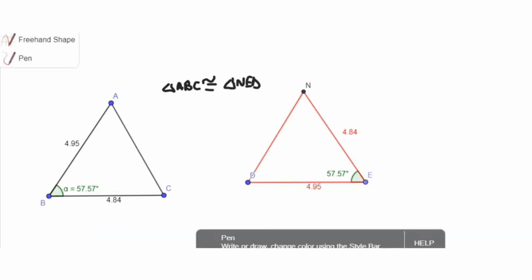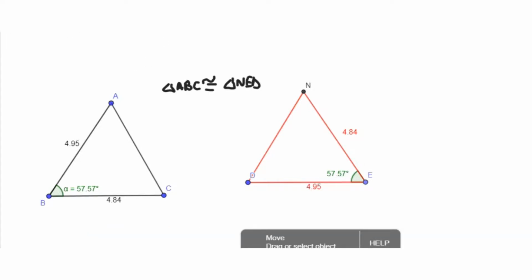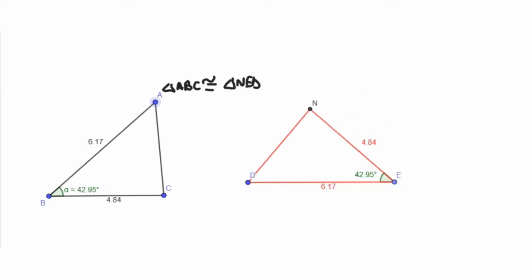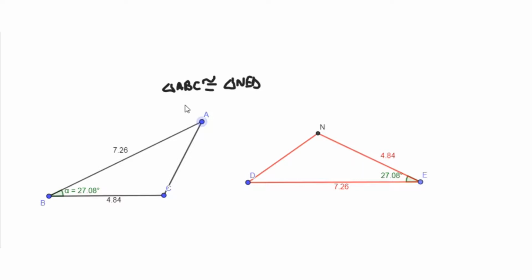Will this always be the case? Well, let's see another triangle. If I just move this triangle a little bit, I've made both the triangles in such a way that if I move one side, the other triangle will always change. So you see again that the side lengths here, 7.26 and 7.26, and 4.84, 4.84, they are the same, and the angle included is also the same, which is 27.08 degrees.